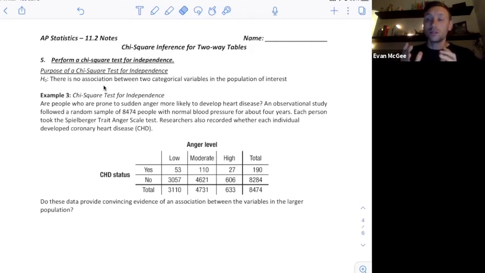So the first thing you need to be thinking about is if it's ever asking you if there's an association, you should think it's a chi-square test for independence. Or if they ask you something like, are the variables independent, then that also is a good sign that it's going to be a test for independence and not the test of homogeneity. But you'll see it's the same process as the homogeneity test. So let's look at an example here.